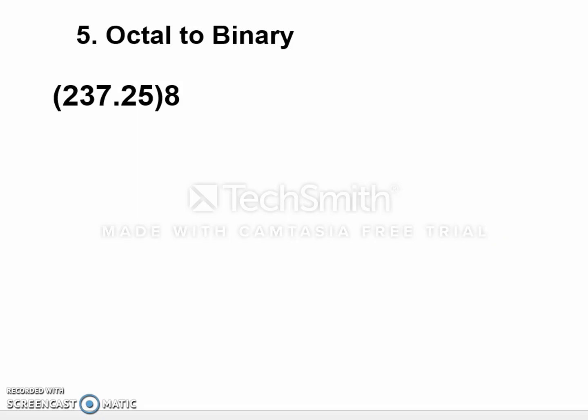Now method number 5, that is octal to binary. The given number will be in octal format and you have to convert that into binary format. It is very simple. The given number is 237.25, that is in octal format, and we are going to convert that into binary. So we'll start with the integer part. 7. What is the binary equivalent of 7? It is 1 1 1. What is the binary equivalent of 3? That is 0 1 1. And what is the binary equivalent of 2? 0 1 0.